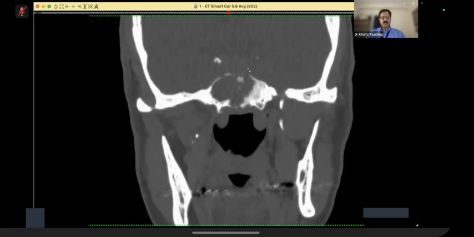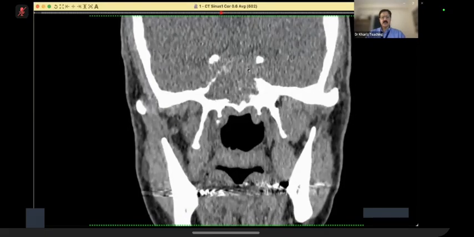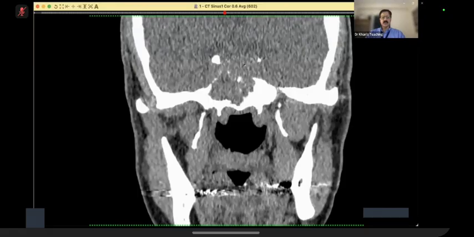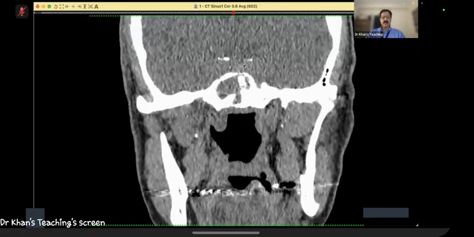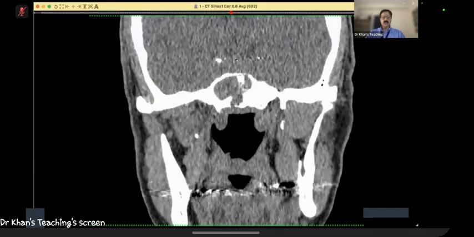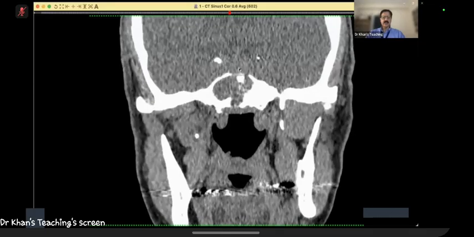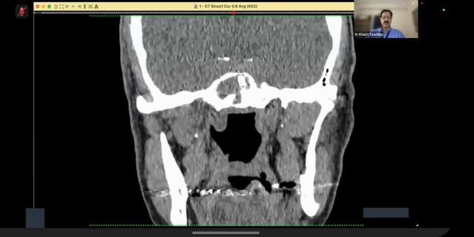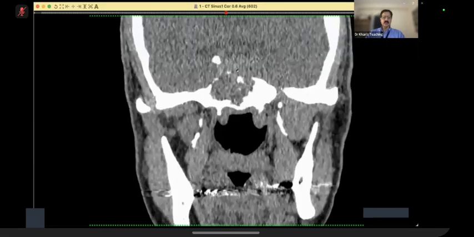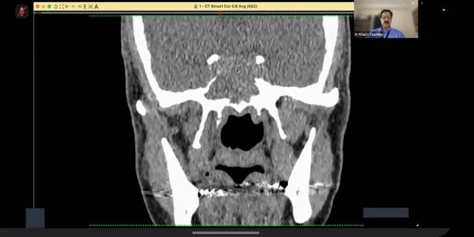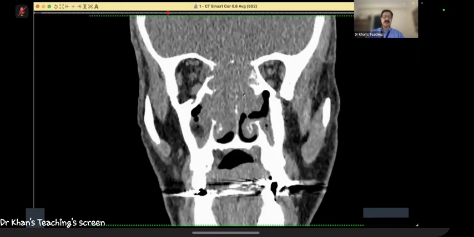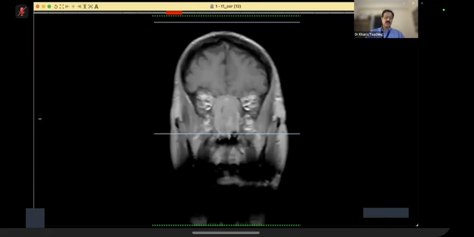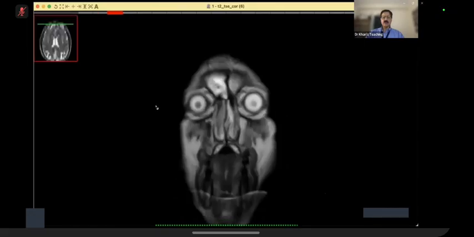If I change the window, even on a CT scan, it will be better. So this is the anterior clinoid, and as I'm going back, this is the posterior clinoid. So this is the pituitary fossa. And actually, even on this CT scan, it looks like the tumor has gone and eroded into the fossa. Of course, I was asking about the optic chiasma as a landmark on the MR, but it looks very aggressive.